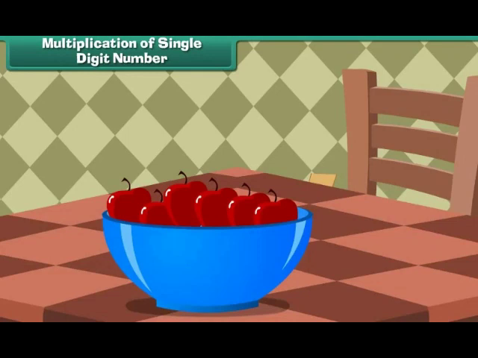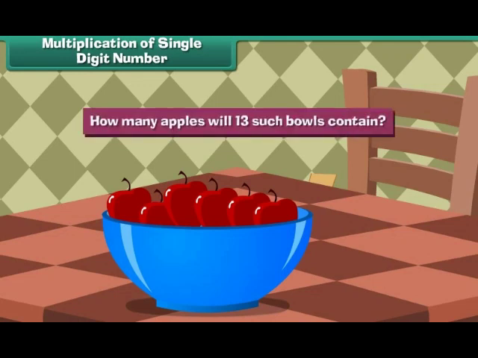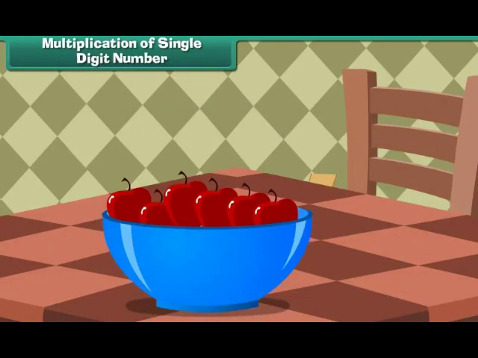Multiplication of single digit number. One fruit bowl contains 6 apples. How many apples will 13 such bowls contain? We must multiply 13 and 6 to find the answer.